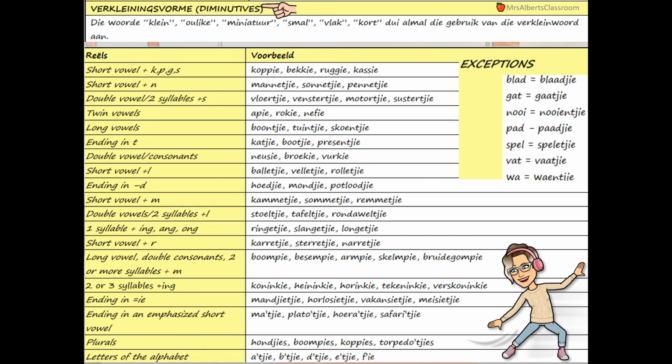Verkleiningsvorme, diminutives, they also have rules, so make sure you go through them. Know when to add a TJE, know when to just add an IE, when to double consonants, etc.